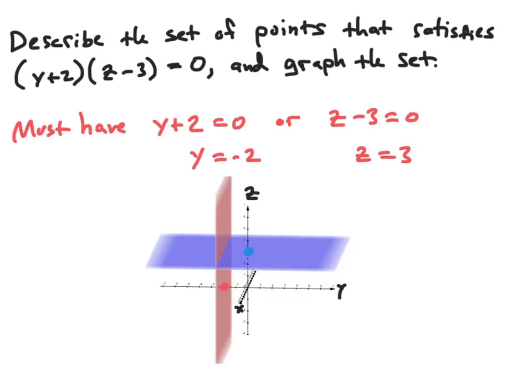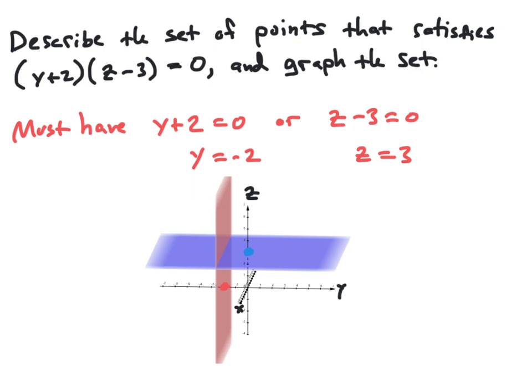Any point that satisfies this equation must have a y-coordinate that satisfies y + 2 = 0, or a z-coordinate that satisfies z - 3 = 0. Therefore, the point must either have y = -2 or z = 3. Each of these equations represents a plane parallel to one of the coordinate planes, and can be seen here.